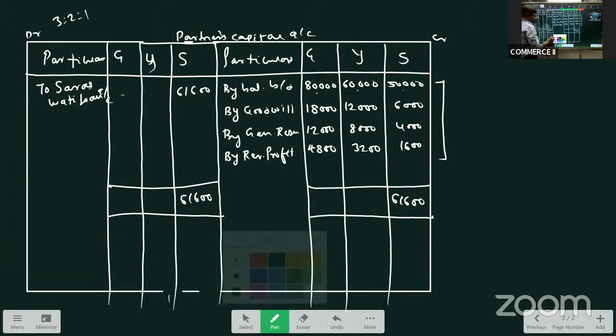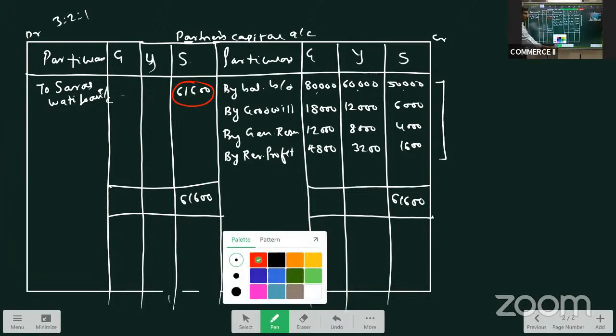Now, again, this 61,600 has to be shown as a liability in the balance sheet. Sir, why are we showing it as a liability? Because we did not make the payment. When it is not met, it stands as an obligation of the firm. It stands as a liability of the firm. So this liability, 61,600, has to be shown separately in the balance sheet of the new firm. Till it is paid, it has to be shown as a liability.